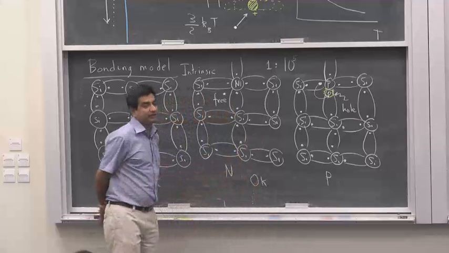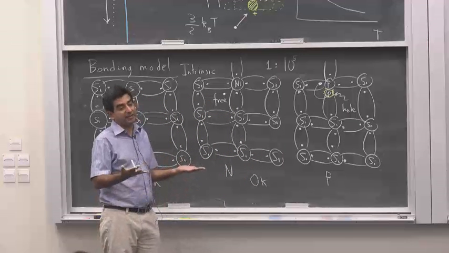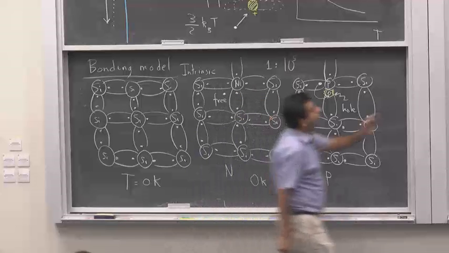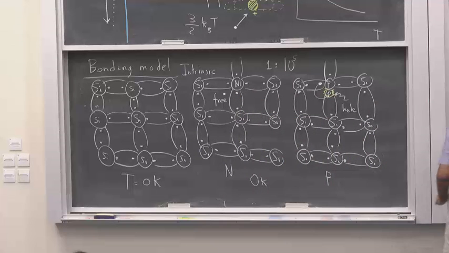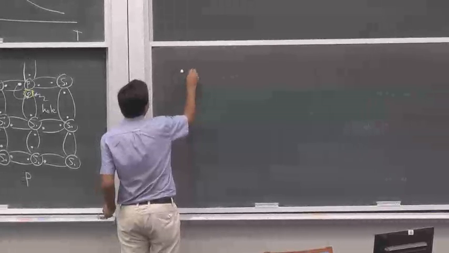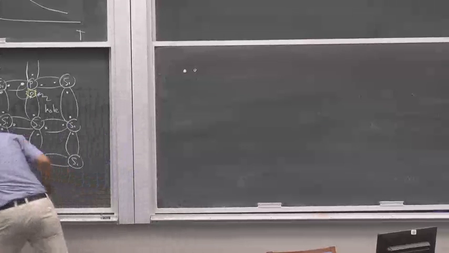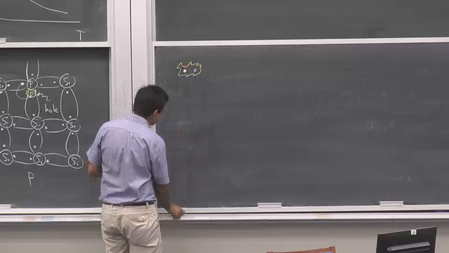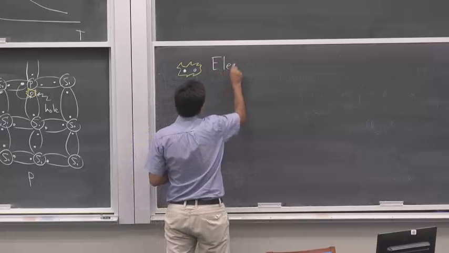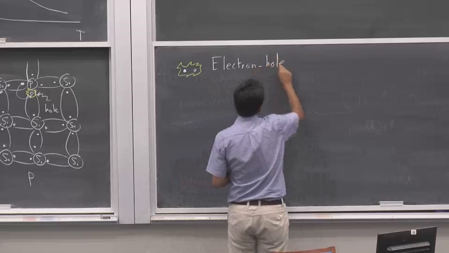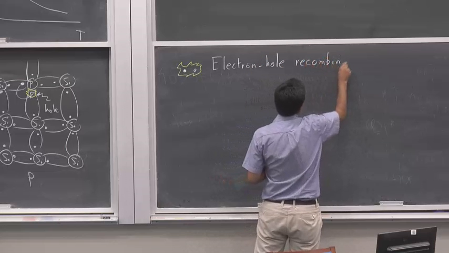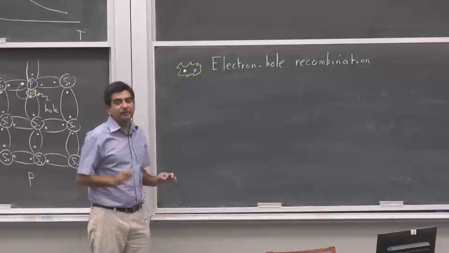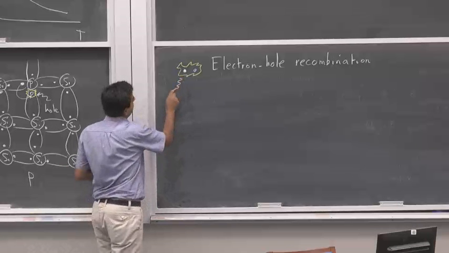Now this is the scenario at zero kelvins. But there are other processes that can take place when the temperature is elevated. All right. One process which is always taking place is that an electron can combine with a hole, and the two will annihilate. This process is called electron hole recombination. And when they recombine, they will produce a photon of frequency f.